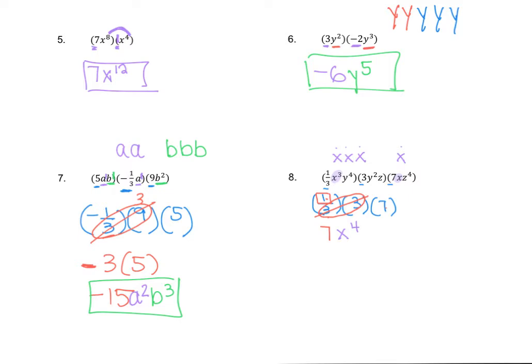All right, going to y's. I have y to the 4th, y to the 2nd, and I have no y's in my third set of parentheses. So if I'm writing out my y's, I have y, y, y, y, and then I have y, y. I'm just using a little bit of separation so you can see the different parentheses.